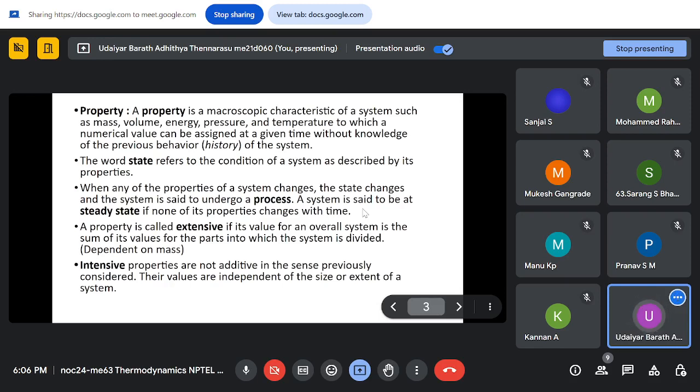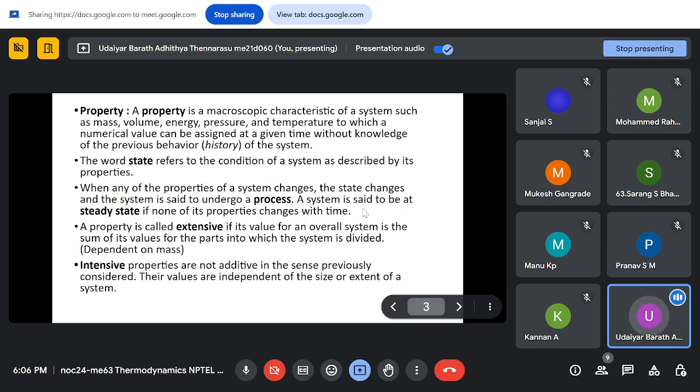Ideally speaking, in the day-to-day life which you see, it will not be a reversible process. It will be irreversible. It's called an irreversible process. We'll see how to calculate those in the coming weeks. So we have seen a process.